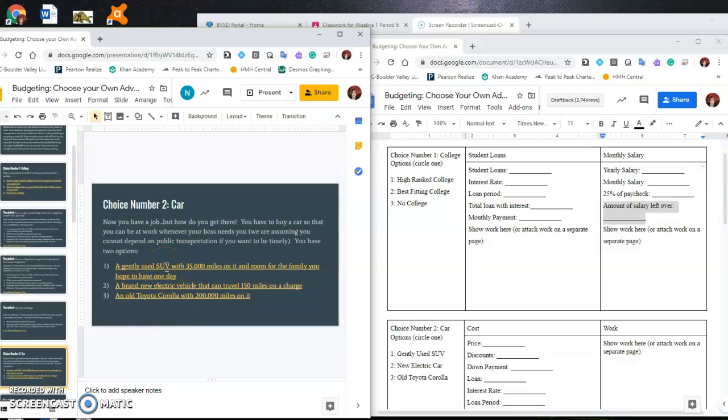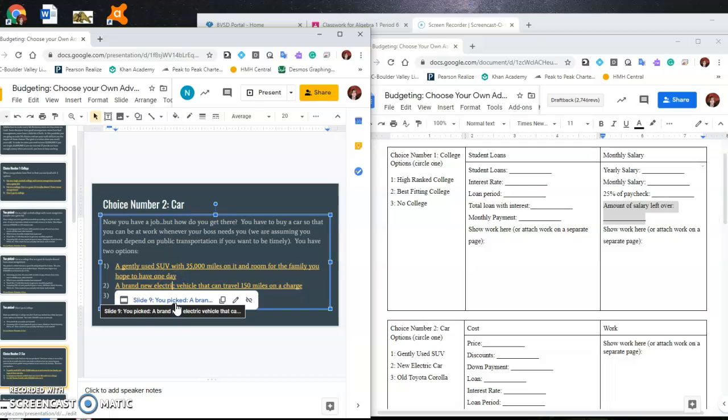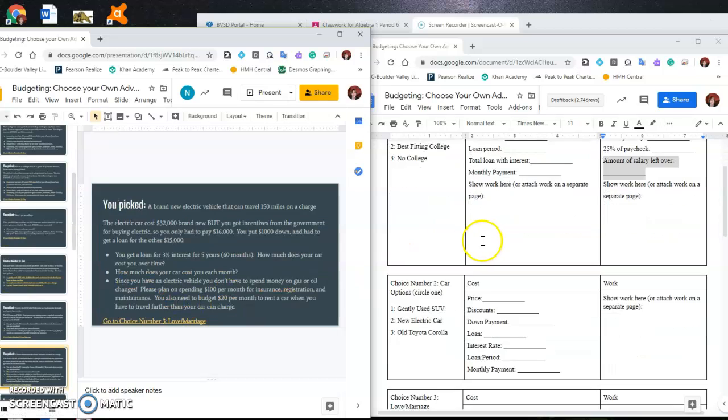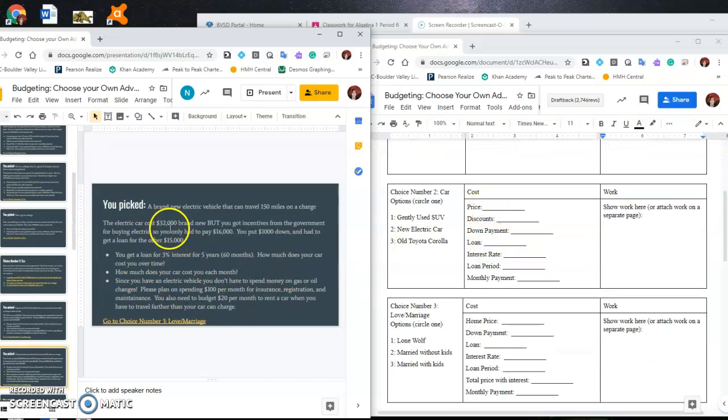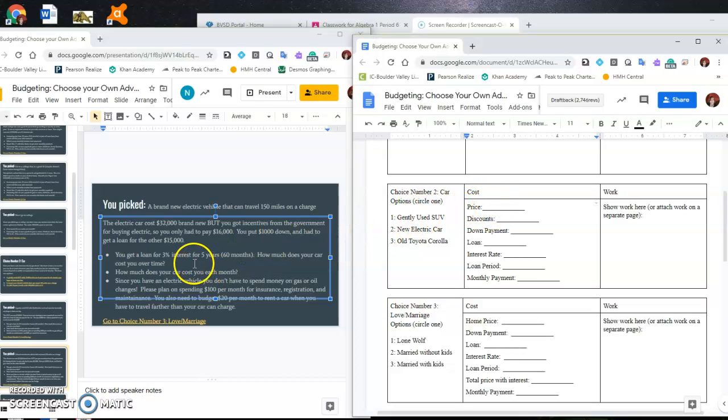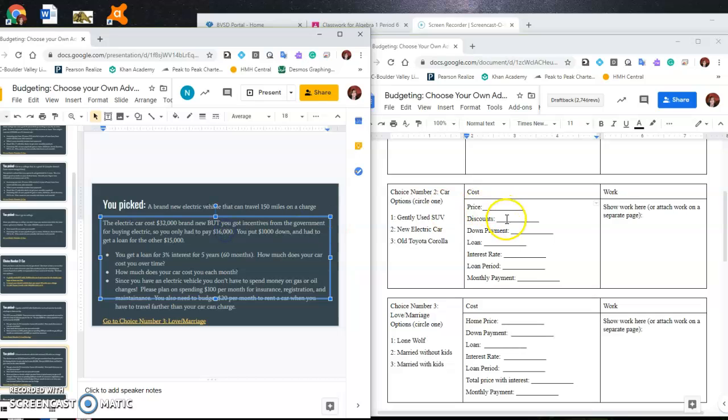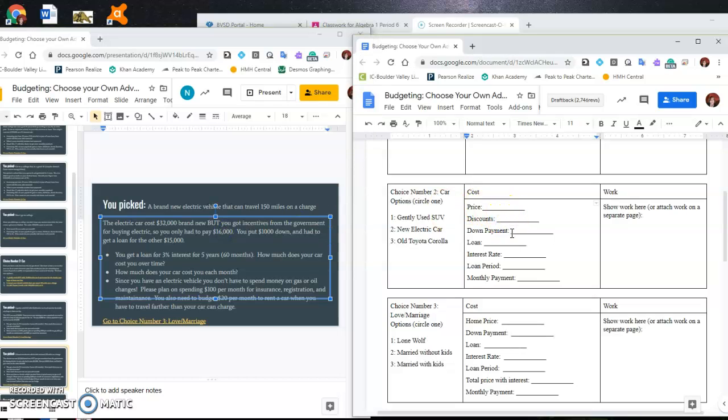Then we click here on the slides and we go to our next choice, and you pick a car. You can choose a gently used SUV, a brand new electric vehicle, or an old Toyota Corolla. Whatever one you want to pick, you click on that link and you go there. So then you have your price. For this one, it's 32,000. That goes in your price. This one has discounts. Those discounts are going to be $16,000. So then your total cost of the car ends up being 16,000.